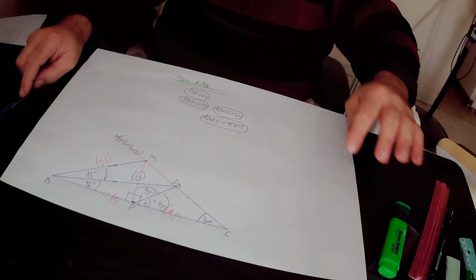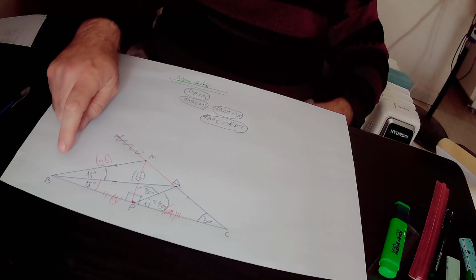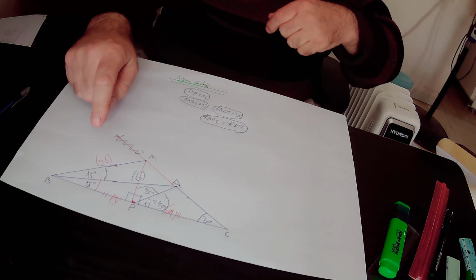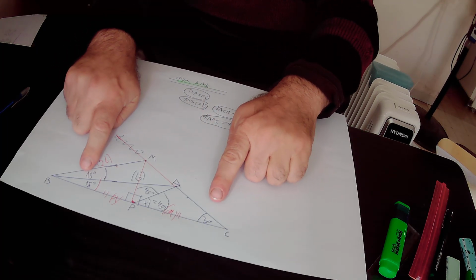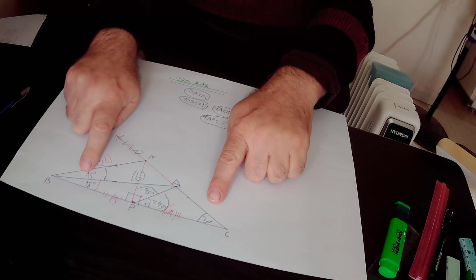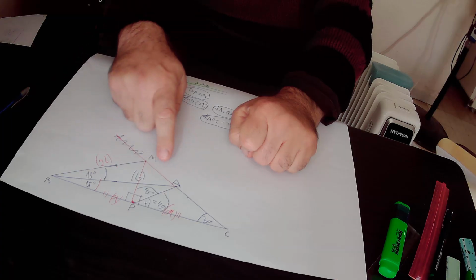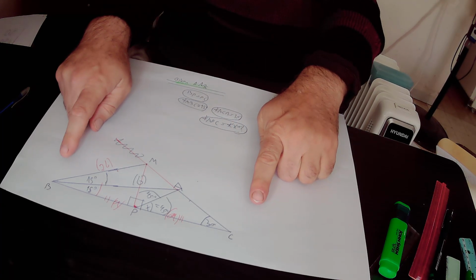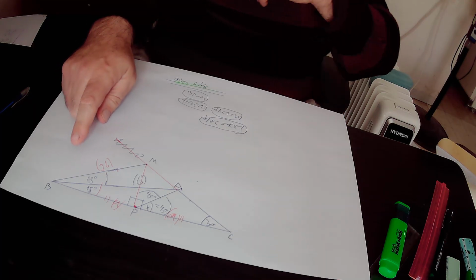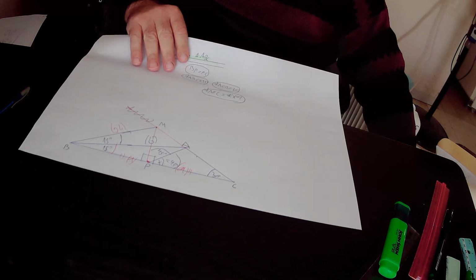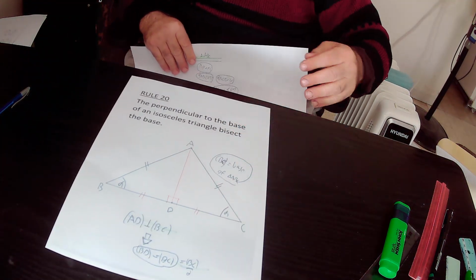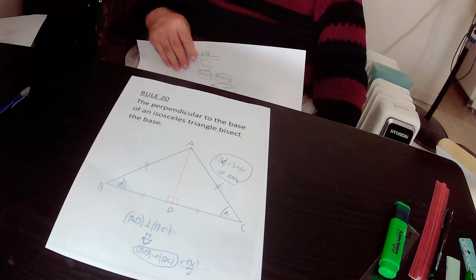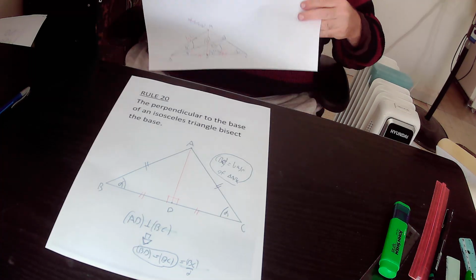By doing this construction, we get the associated triangle, triangle BMC. Triangle BMC is an associated triangle because those two angles are equal to each other in size. Each angle equals 30 degrees. BC is the base of this associated triangle, triangle BMC. Therefore, we can implement rule 20. So let us quickly repeat rule 20. According to rule 20, the perpendicular to the base of an associated triangle bisects the base.